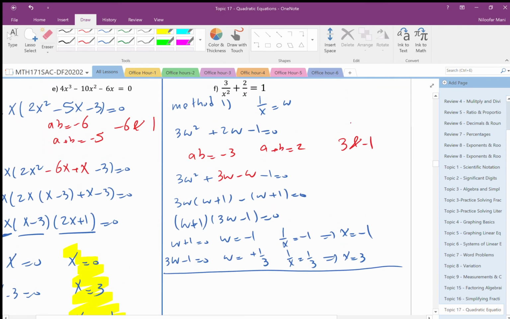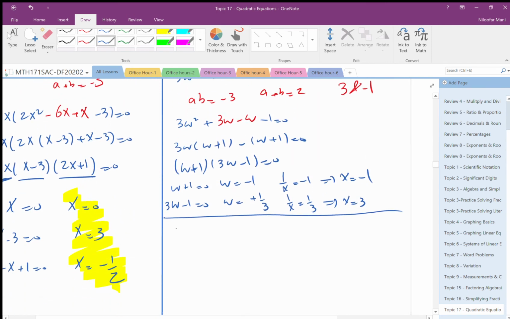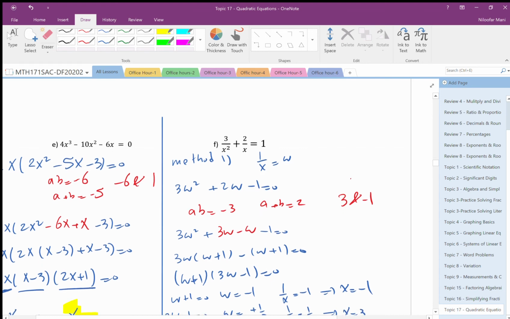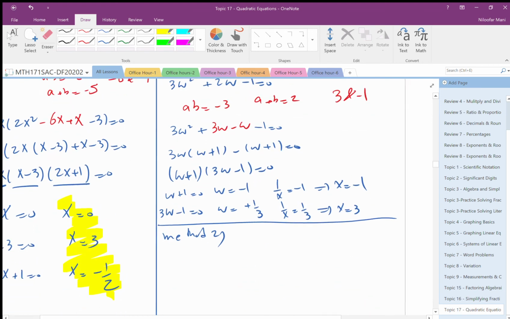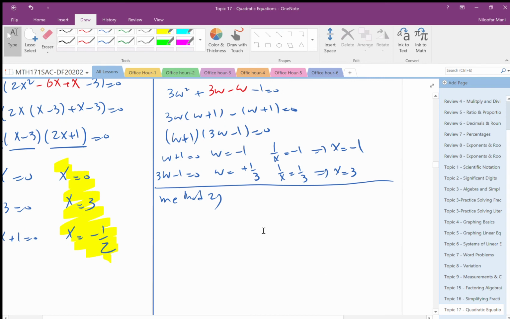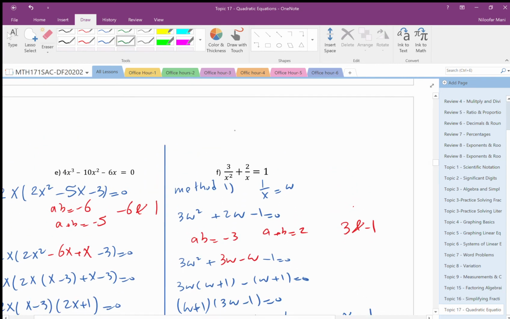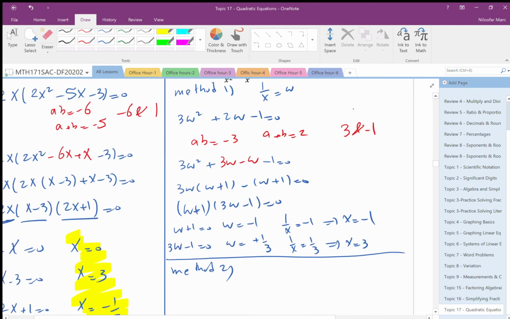Method number 2. Okay, method number 2, I can multiply both sides with x squared because I have denominator, I can remove it. And I am sure that's not 0. Otherwise, I have denominator equals 0 and it's undefined. That must be part of the question. Part of the question, I have to say x is not 0. Otherwise it doesn't make any sense.